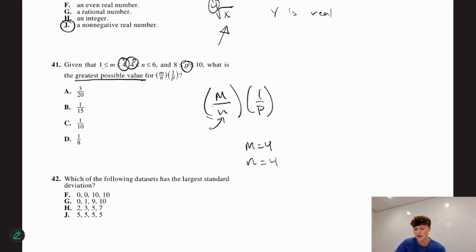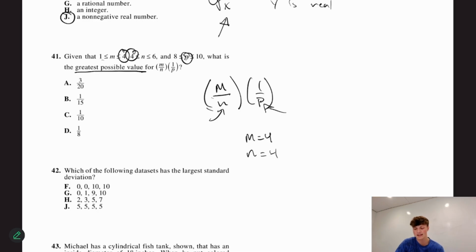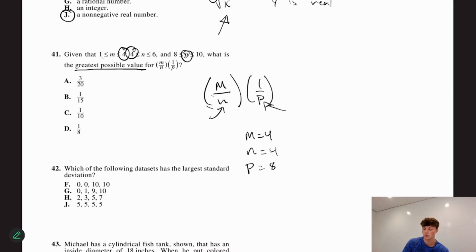Okay, what about p? Well, p is also in the denominator, so p acts just like n. The bigger we make p, the smaller the expression value. So we want p to be minimized as well. So p is going to be 8. What this leaves us with is 4 over 4 times 1 over 8, which is just 1 times 1 over 8, which is 1 over 8. That's going to be answer choice D.